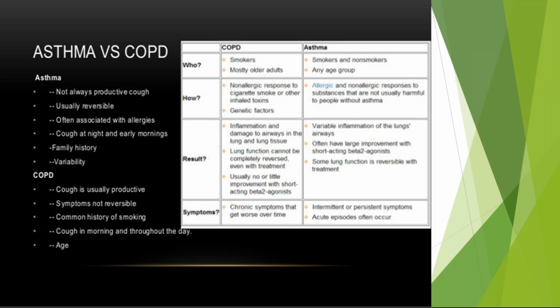In COPD, there will be little or no improvement with short-acting beta-2 agonists. In COPD, the symptoms will get worse over time, whereas in asthma, there will be intermittent or persistent symptoms and acute episodes often occur.